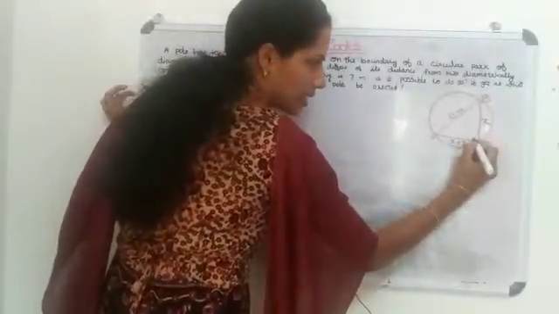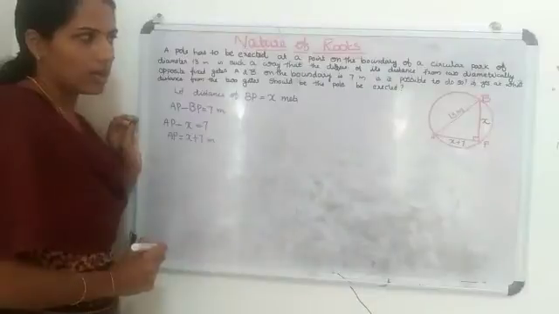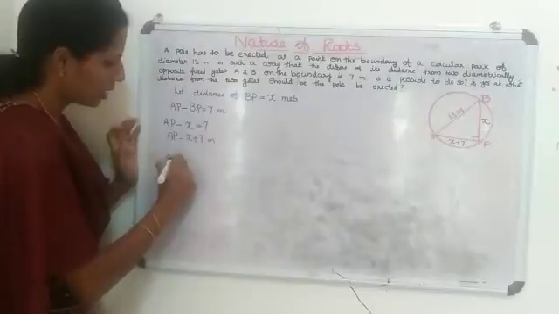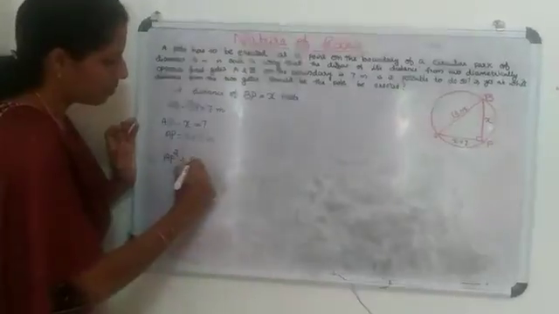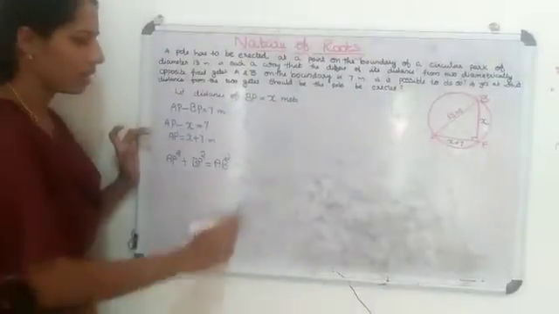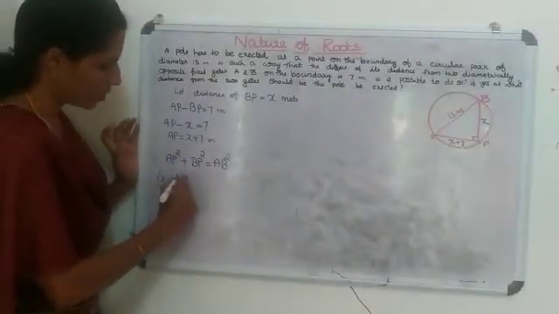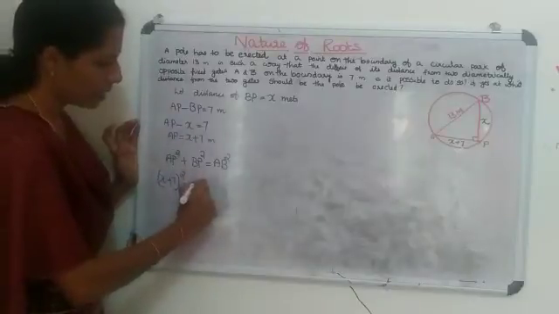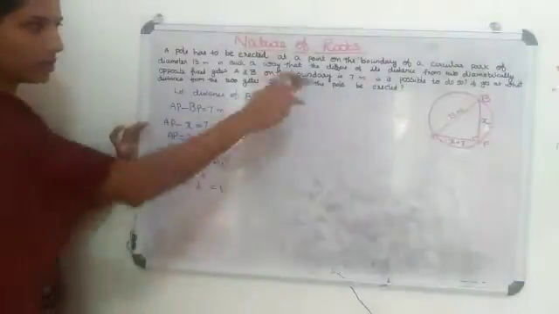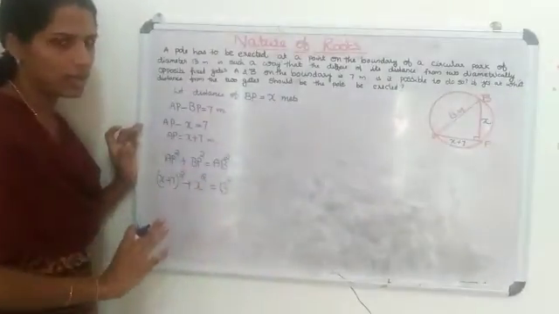Now this is a right angle triangle, so we can apply the Pythagoras theorem. What is the Pythagoras theorem? AP square plus BP square is equal to AB square. So what is AP square? AP square is (x plus 7) whole square, plus BP square is x square, equal to 13 square. From this picture we derive the Pythagoras theorem.